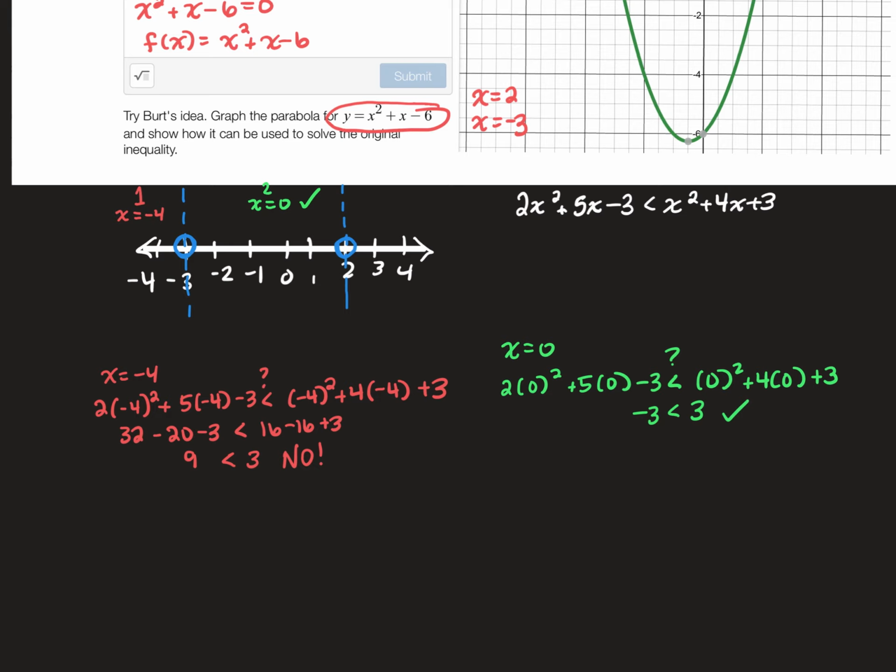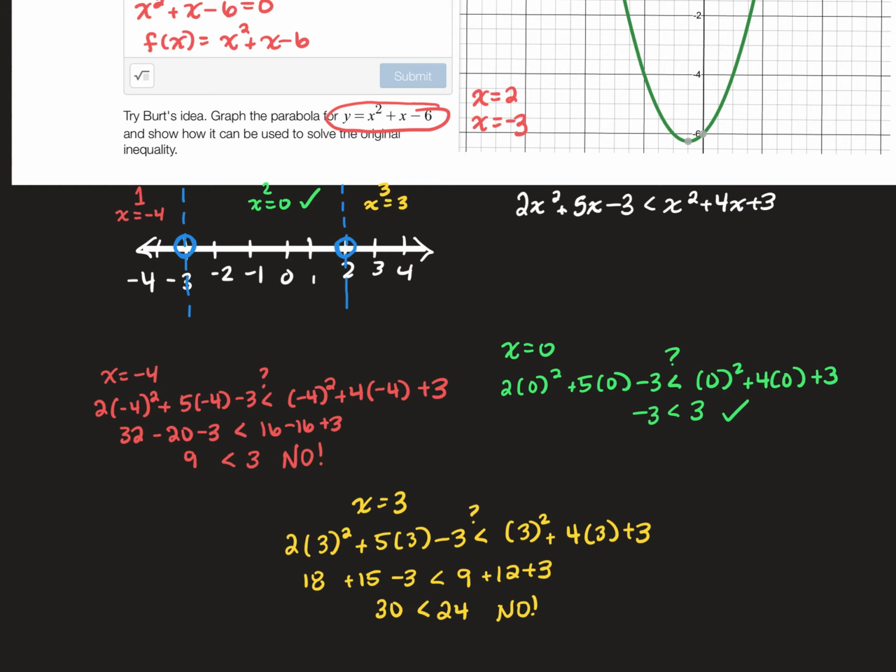And then I would try my final region, somewhere in region 3, and I'm going to go ahead and pick x equals 3, plug it in, and you will get, I'll write it all out here, and then you can pause the video and evaluate it and see if it ends up being a true statement or not. So check to see if this is true. Come back and check your answer. And you end up with 30 is less than 24. I think we can all agree that that is not true.